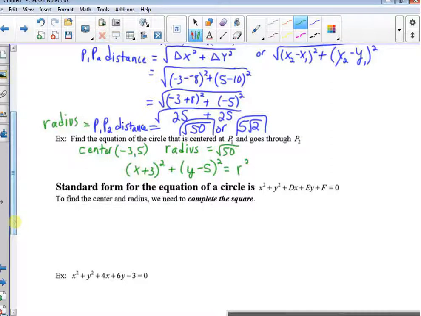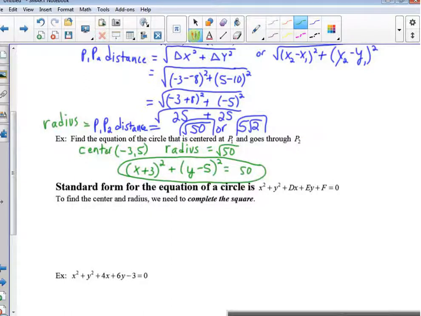So that's going to be square root of 50 squared. Well, what's the square root of 50 squared? Just 50. So that is my equation, center radius form.